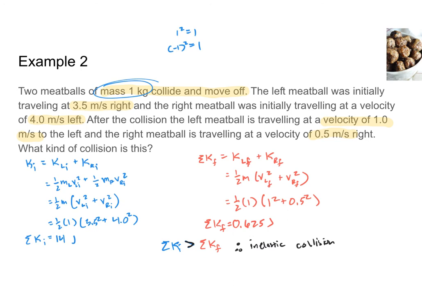A trick to make that go faster: if your initial velocities are both bigger than your final velocities, the magnitude, not the direction, right? So 3.5 and 4 are larger than 1 and 0.5. So you know that the sum of their squares will also be larger. So hopefully that's helpful for solving some of these problems a little more quickly.